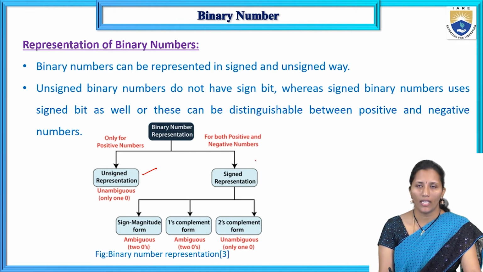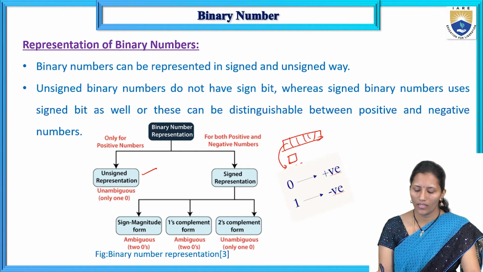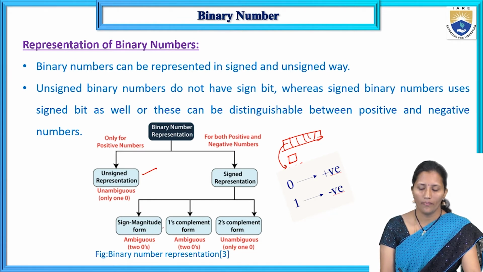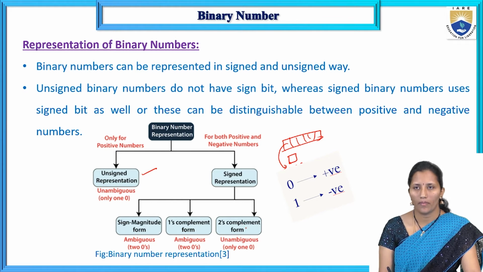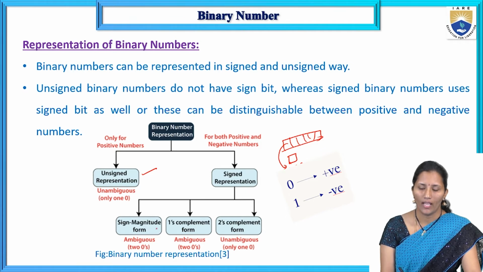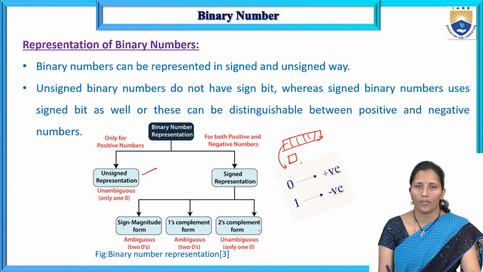Whereas in signed number representation, the MSB, the most significant bit, represents the sign of the number. If it is 0, it is a positive number. If it is 1, it is a negative number. So in signed representation, we have signed magnitude form, 1's complement form and 2's complement form. We can represent negative and positive numbers in signed magnitude form, and negative numbers are also represented by 1's complement form and 2's complement form.